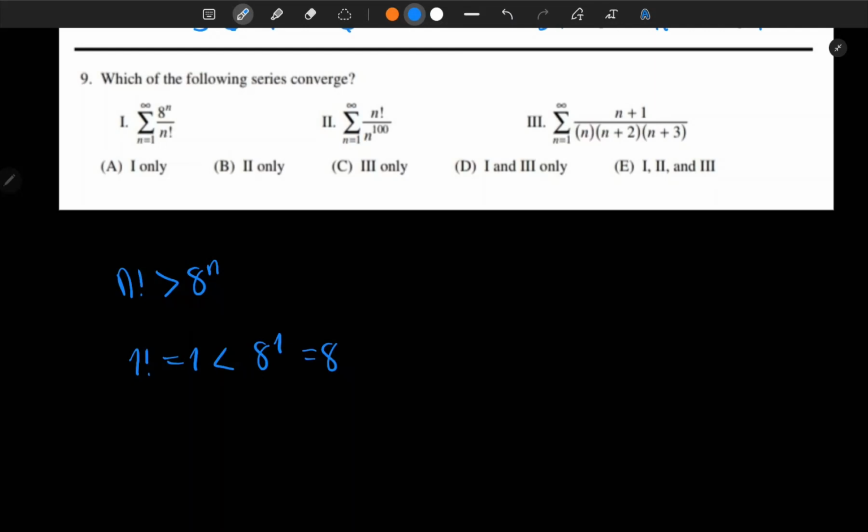So we see that the summand here, in the limit as n goes to infinity, goes to 0. Because n factorial grows so much faster than almost every other function that you'll see on the AP Calculus exam, whenever it's in the denominator, we can say that this series converges because it just grows so much faster than 8 to the n. So this sequence certainly converges.